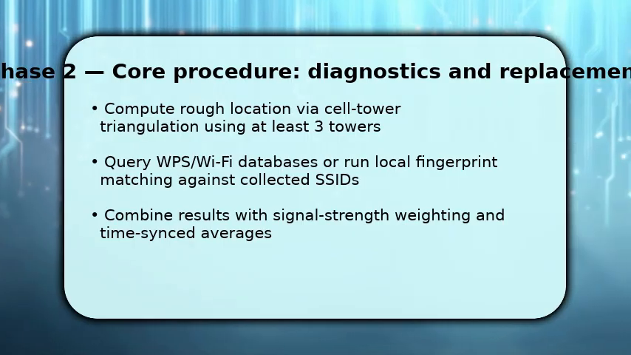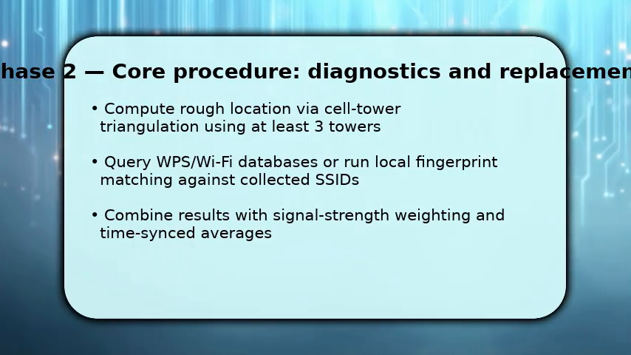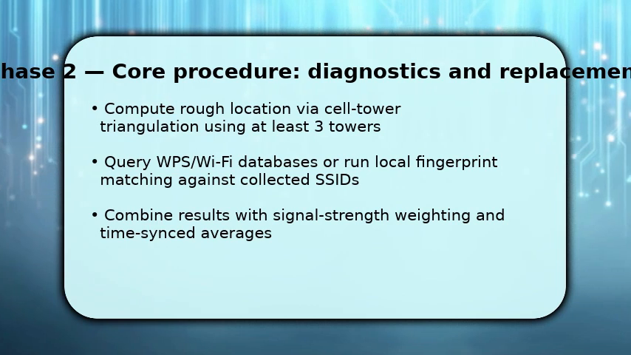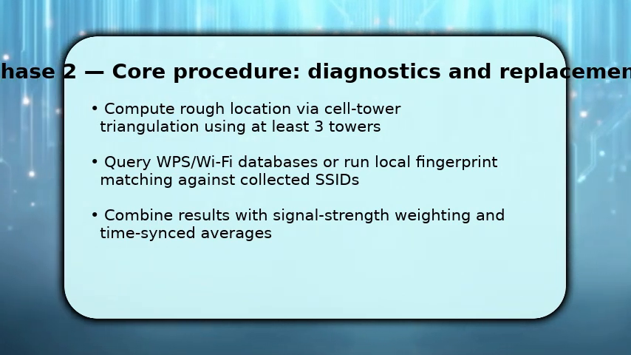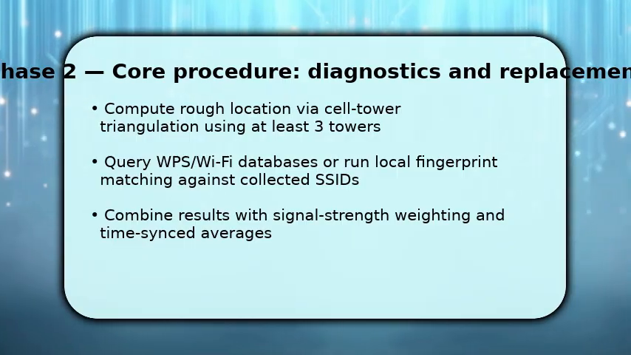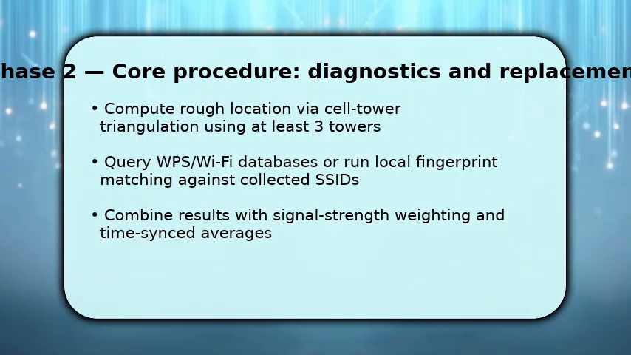fingerprint database. Once done, reconcile cell-based and Wi-Fi-based estimates by calculating a confidence score for each. Pick the centroid of high-confidence clusters. Finalize by refining and validating your estimate.